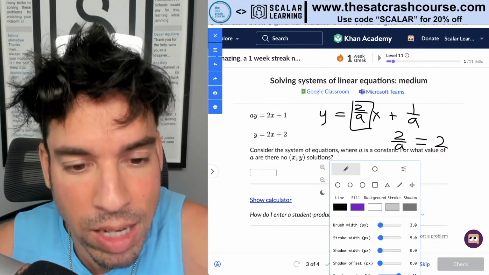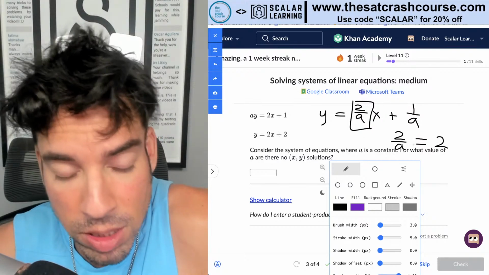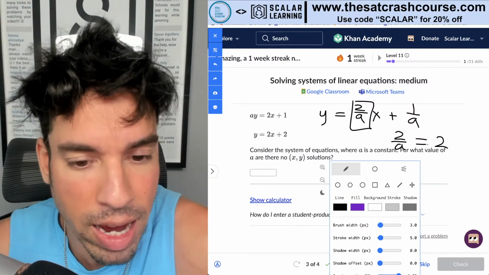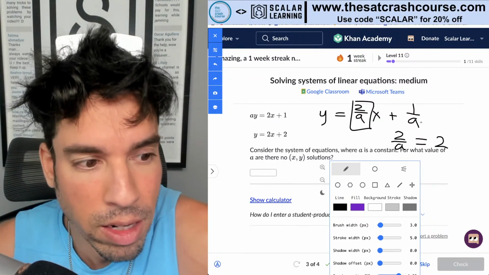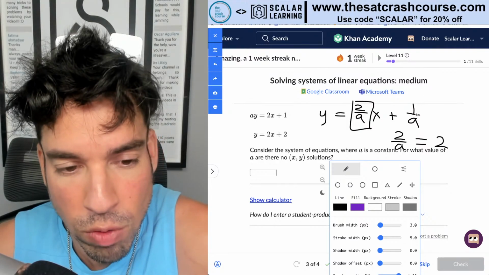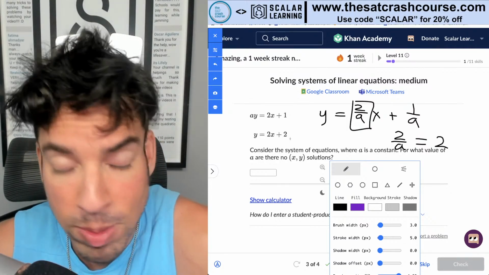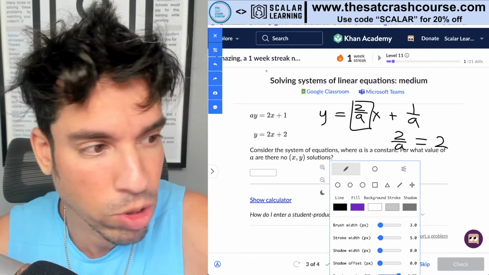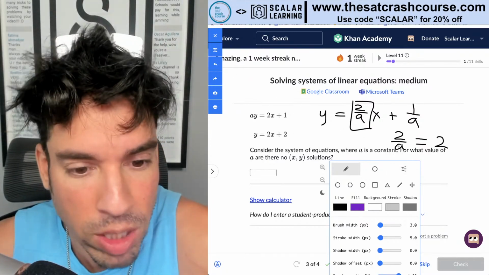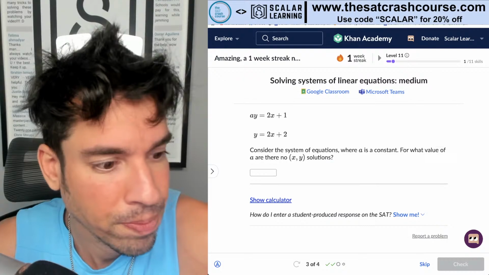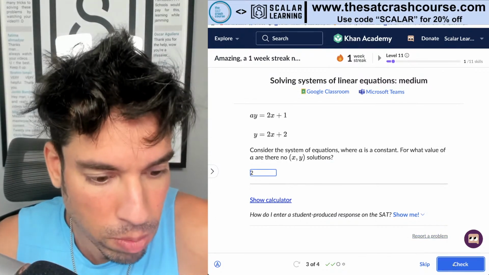So for these two to have the same slope, to be equal, you can see obviously a has to equal 1. And if a equals 1, it's going to be 1 over 1. The y-intercept's going to be 1 here. The y-intercept's going to be 2 there. So as I mentioned, those y-intercepts are going to kind of work out naturally. But anyways, a is equal to 2 to get the same slope.